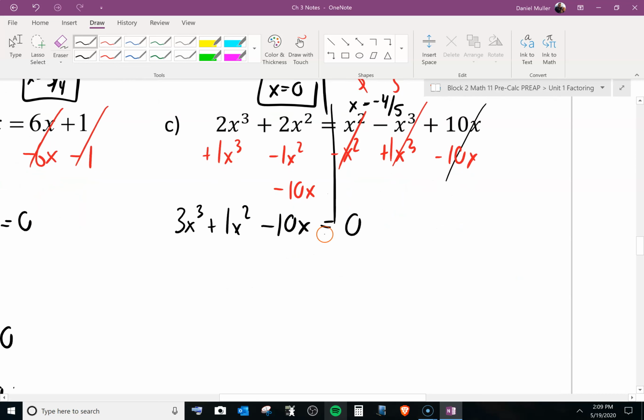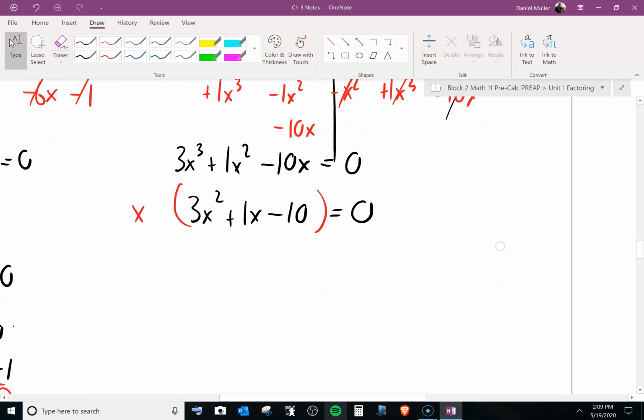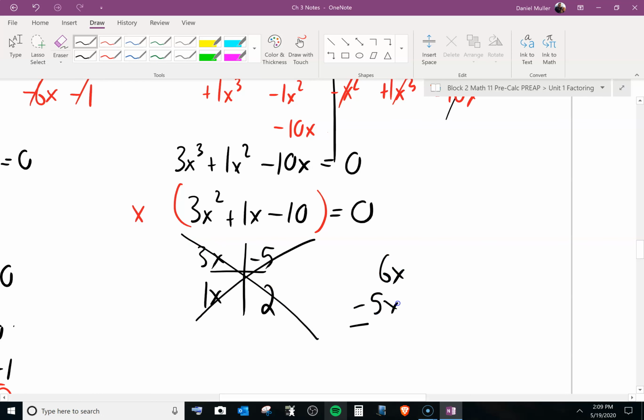So there's no numbers here, but you can take out an x. If I take an x out of all of those, I'm left with a 3x squared plus a 1x minus 10 is equal to 0. And I guess I can go 3x and 1x to factor that, and 5 and 2. Now, that does give me 10, but I need negative 10. So I'll put the negative there. That's a 6x. That's a negative 5x. And that gets me 1x if I add them. 6 minus 5 is 1. Wow, I'm very, very smart. So there we go.